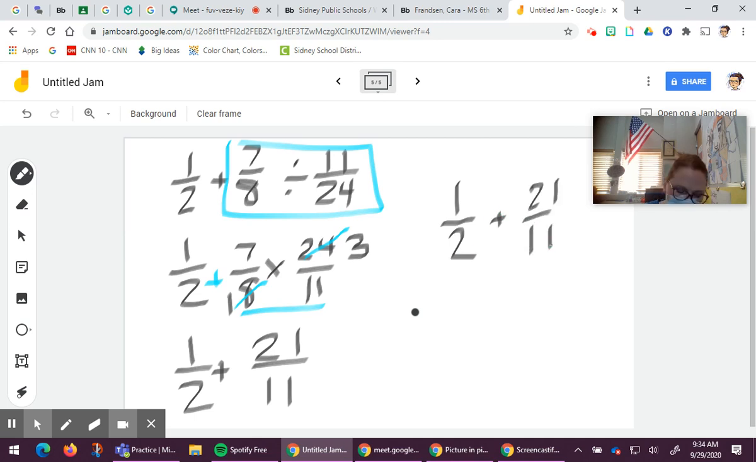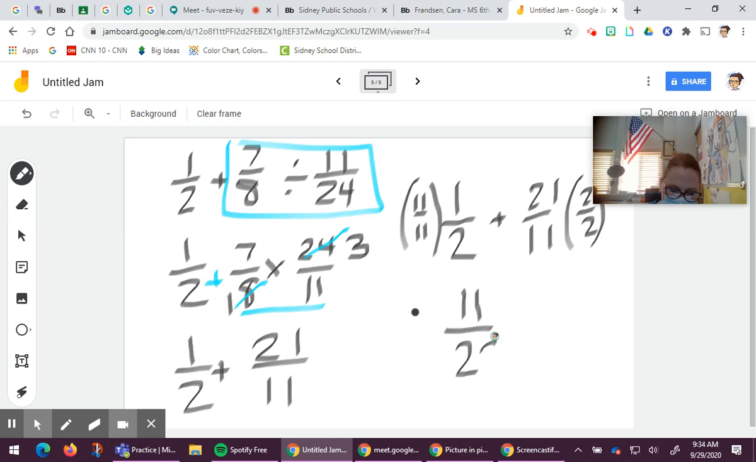Okay, so what we need to do is we're going to multiply this side by 11 11ths, which really is easy to do. We're going to multiply this side by 2 halves. Okay, so 11 times 1 is 11. 11 times 2 is 22. 21 times 2 is 42. 11 times 2 is 22.